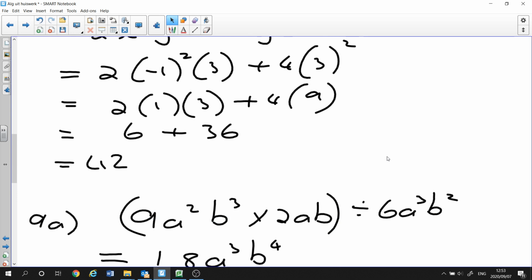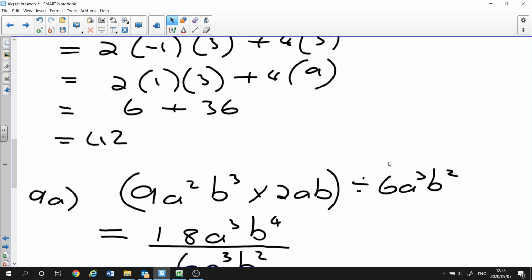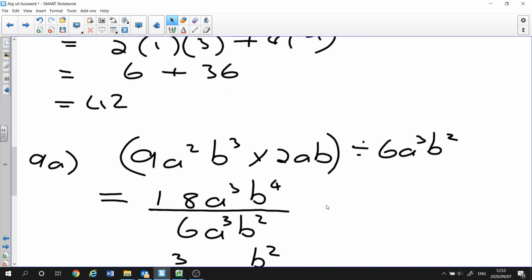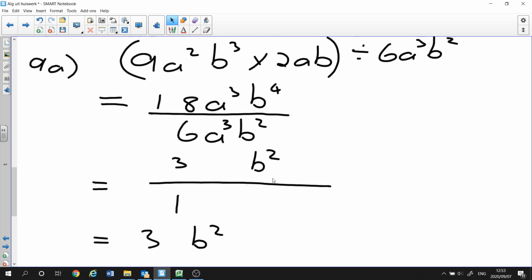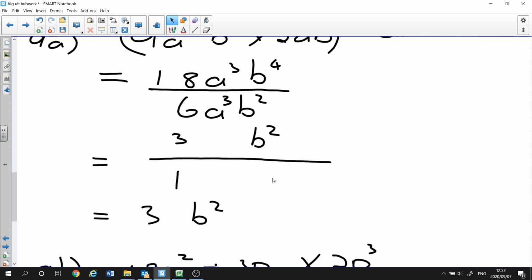Number 9, they ask 9a squared times b cubed times 2ab divided by 6a cubed b squared. Now let's do the bracket first. Alright, so on top you're going to have 18a cubed, because there's a 1 and a 1 there, b to the power 4 divided by 6a cubed b squared. So 6 goes into itself once, into 18 3 times. The a and the a cancel each other out. And then I have a b to the power 4 and a b squared at the bottom. So I have b squared on top. So my final answer is 3b squared.